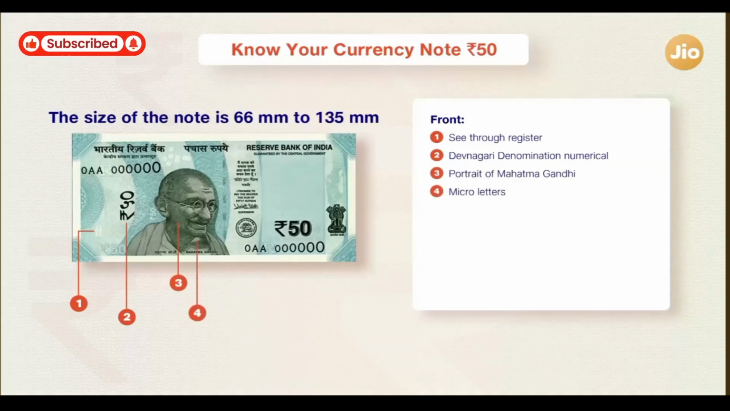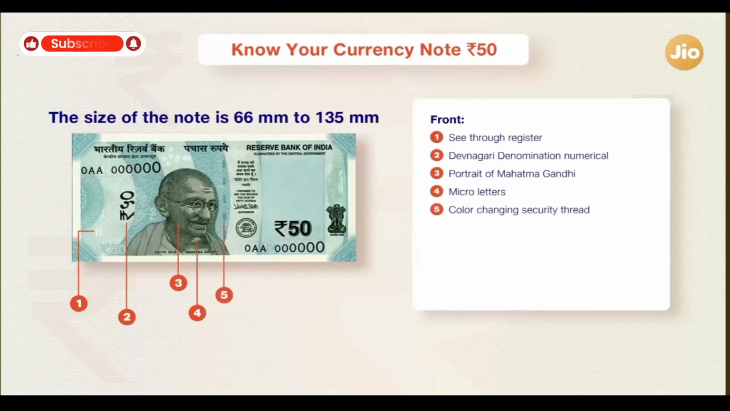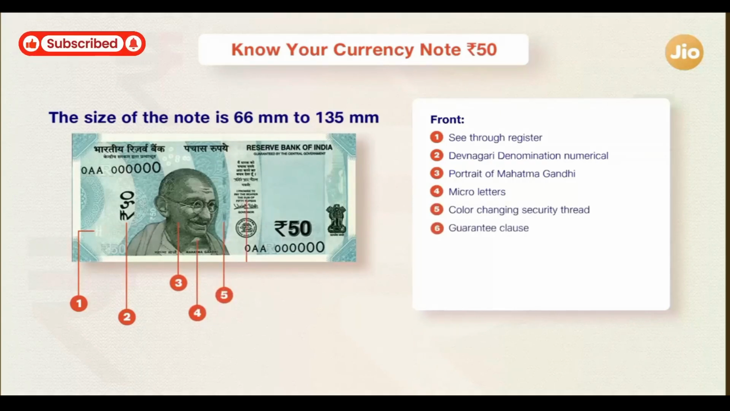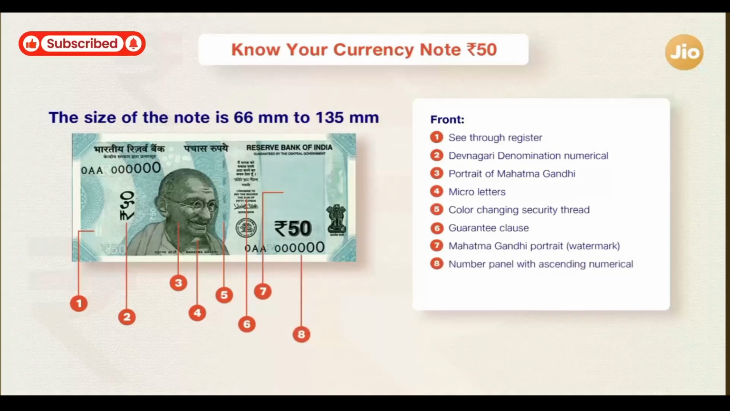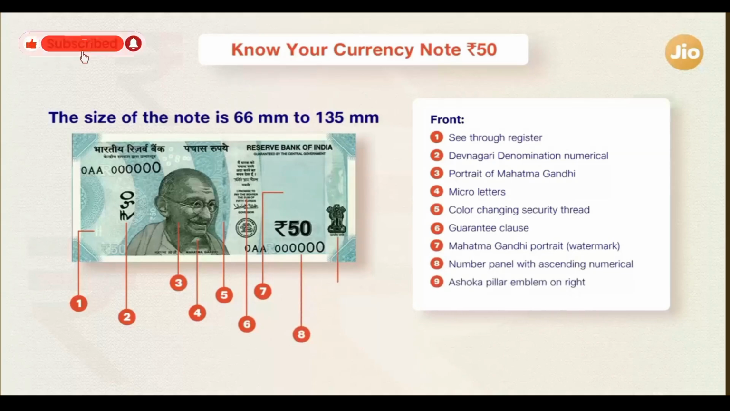Fourth, micro letters. Fifth, color changing security thread. Sixth, guarantee clause. Seventh, Mahatma Gandhi portrait as watermark. 8th, ascending numerical panel. 9th, and the Ashoka pillar emblem on the right.